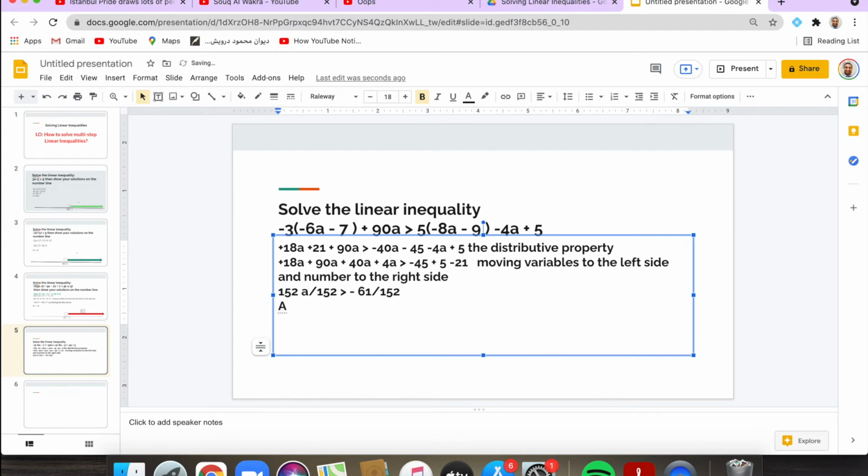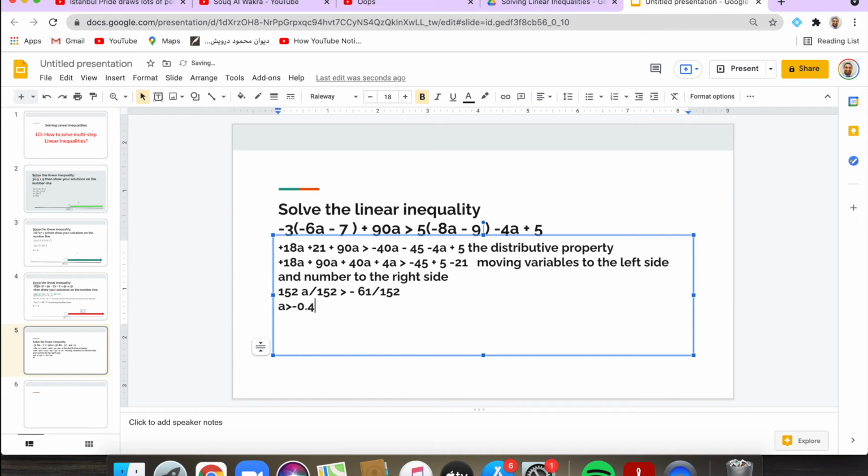So a will be alone. This is called isolating a, right? I will write it in small letter. a greater than negative 61 divided by 152. I will use the calculator. Negative 61 divided by 152. The answer is negative 0.4.